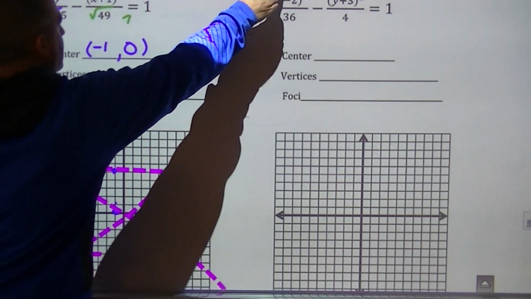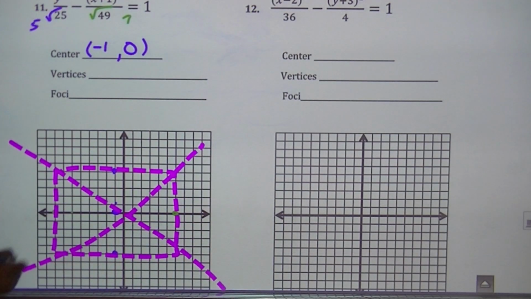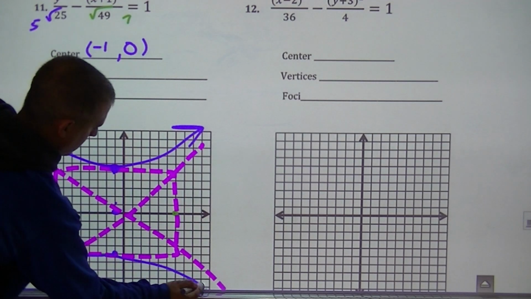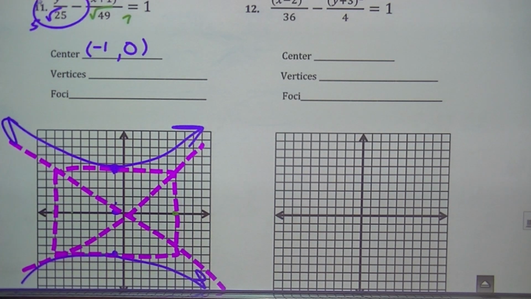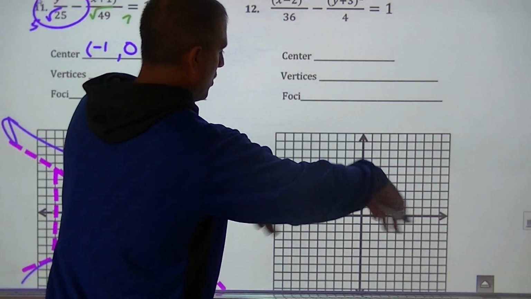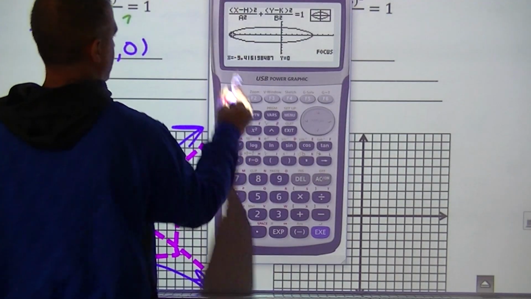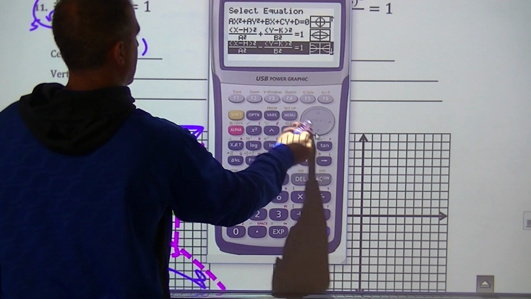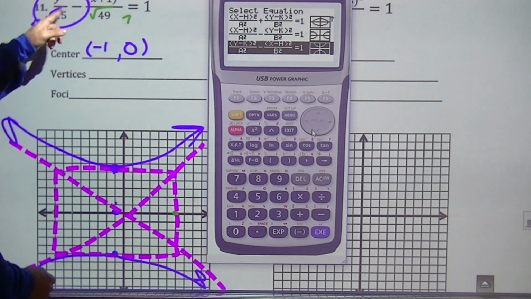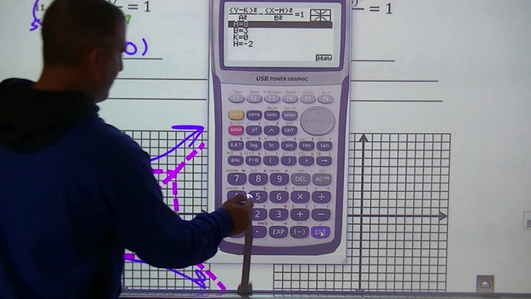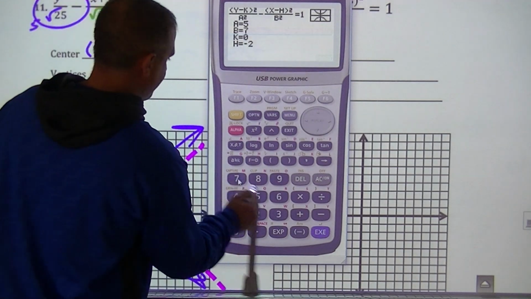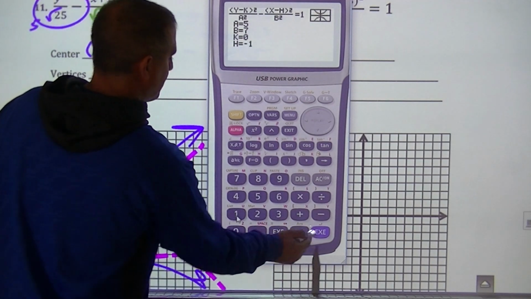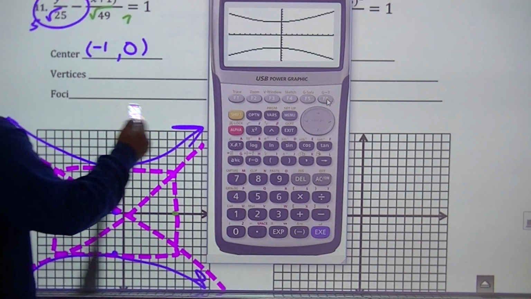Now the idea here is since y is first, that means it's going to open this direction. Since y is first, it opens up or down. For this one, it's going to open left or right. Once again, if I want to see what this looks like, to confirm it, I go ahead and find the conic that looks like it. Actually that's not the right one, that is. So this would be 5, this would be 7, this would be 0, this would be negative 1. Always the opposites for the things inside. So draw it, that's what it looks like.